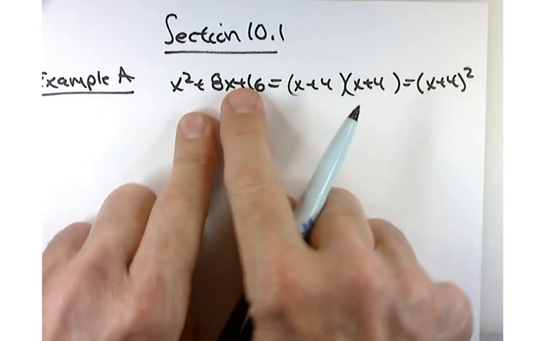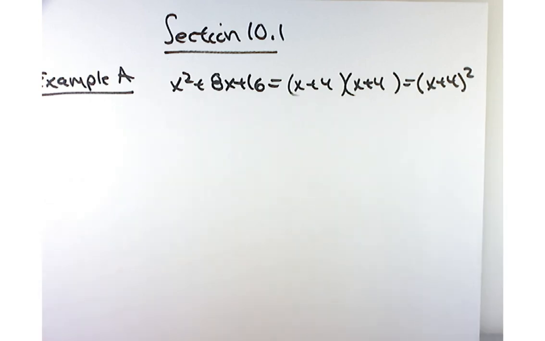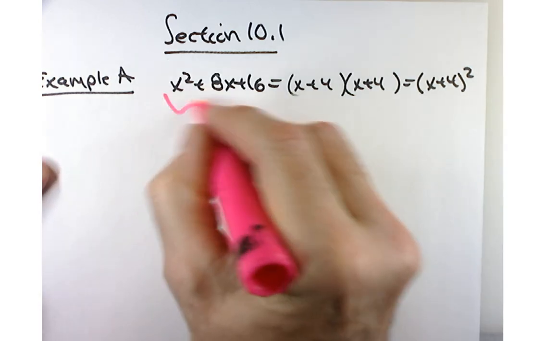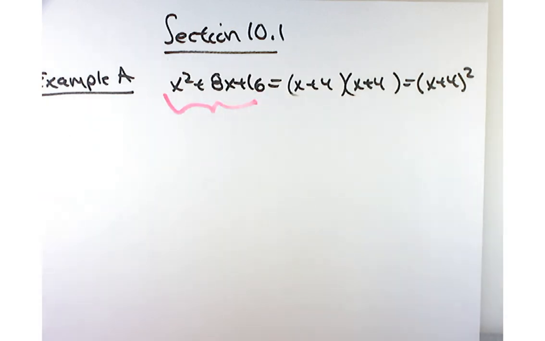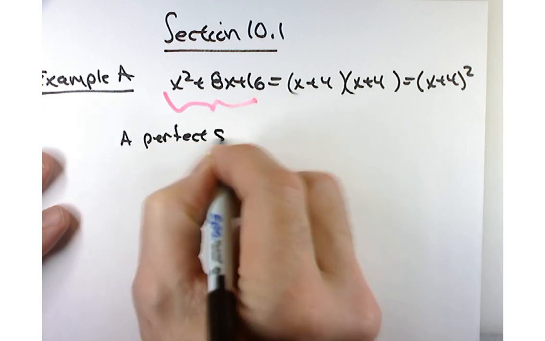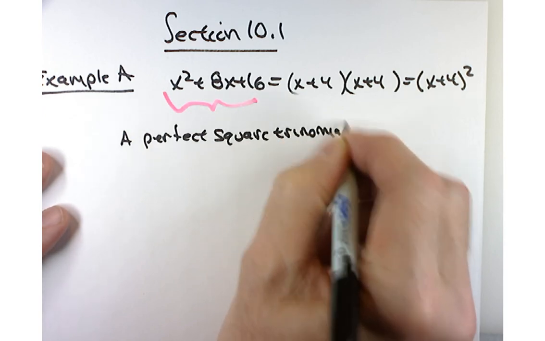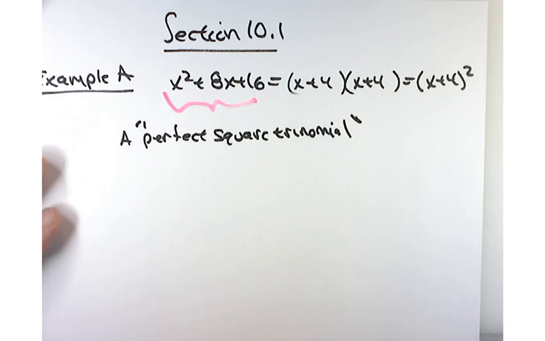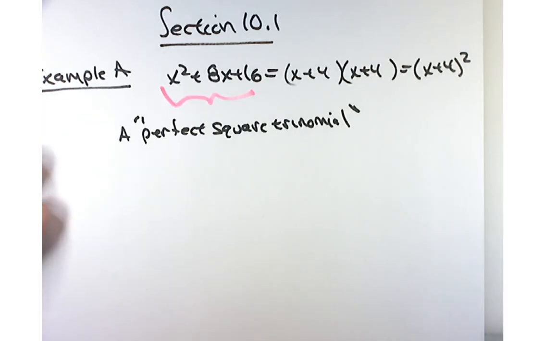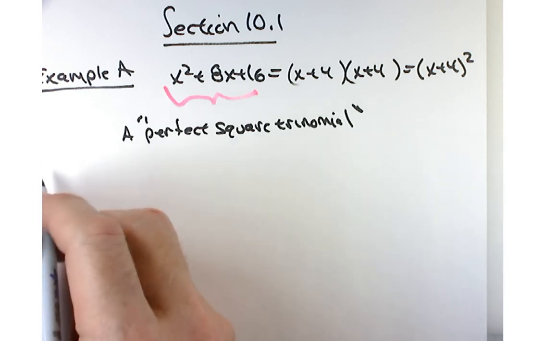Now, when you have a trinomial that factors into the square of a binomial, then we give that a special name. We call it a perfect square trinomial. So this is a perfect square trinomial right there. And we're going to work with that a little bit. We're going to need some of the skills here to solve the very last problem we're going to work on in this section. But for now, another example of that would be something like this.